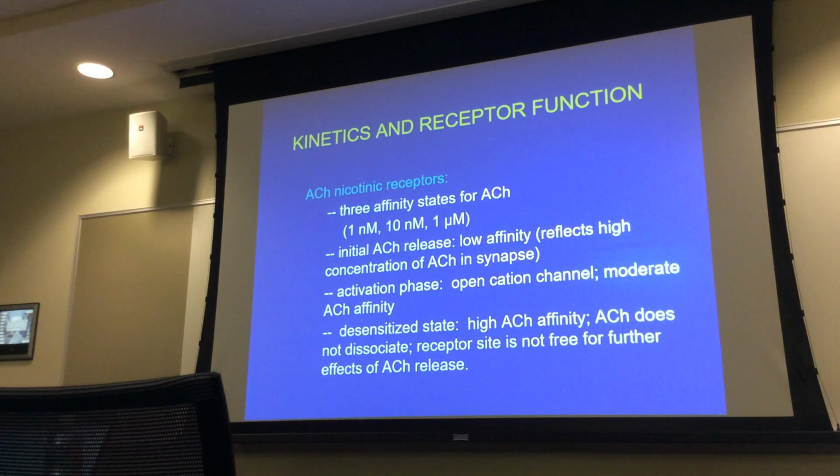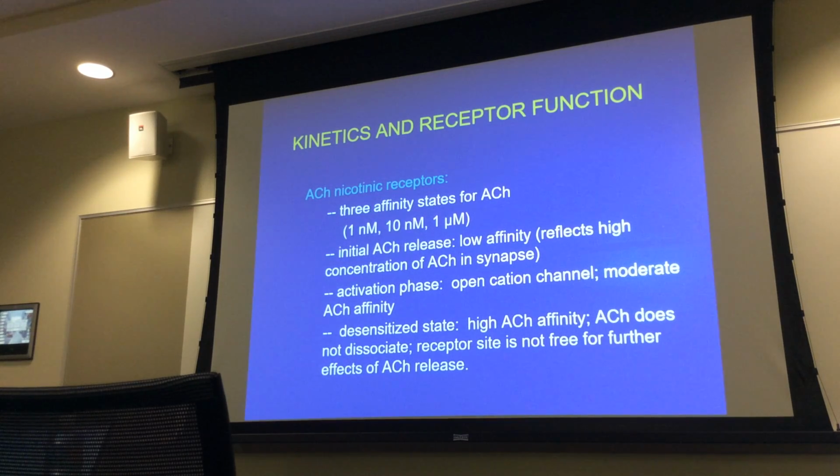Now, during this activation phase, when the channel is open, there is a moderate acetylcholine affinity, and we don't need to worry about that activation phase very much. Now, suppose you overstimulate the system. You can do this in 2 ways. You can stimulate that presynaptic cholinergic neuron, so you flood the system with more and more acetylcholine for a long period of time.